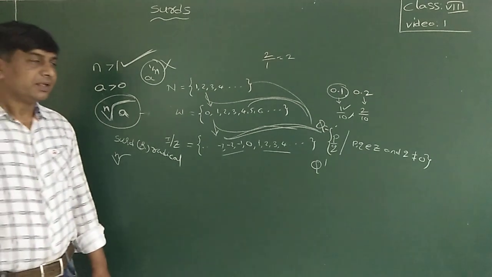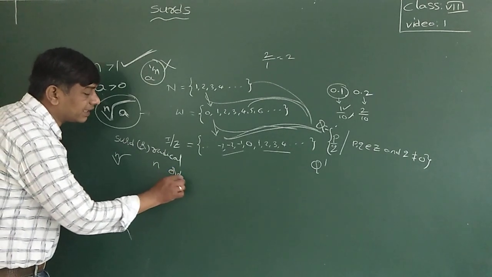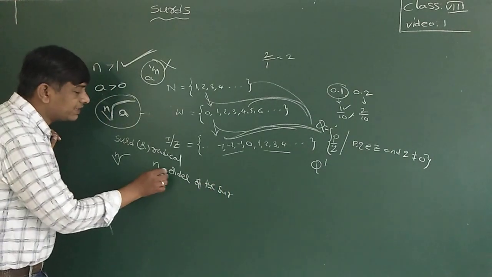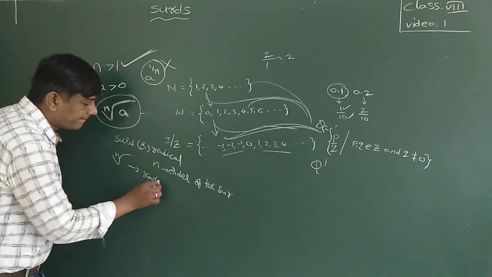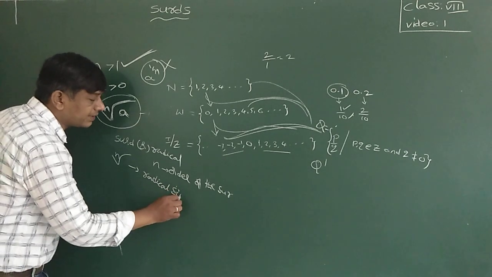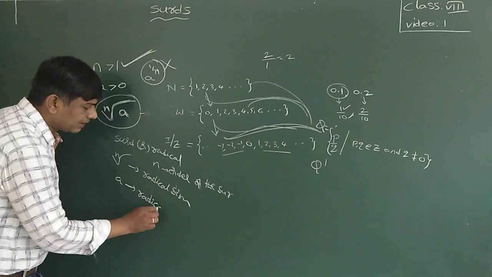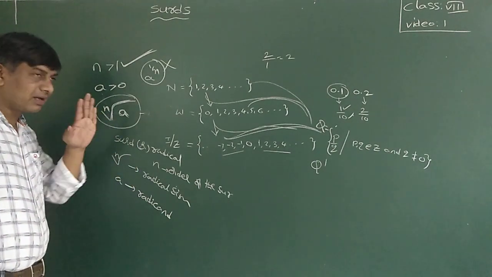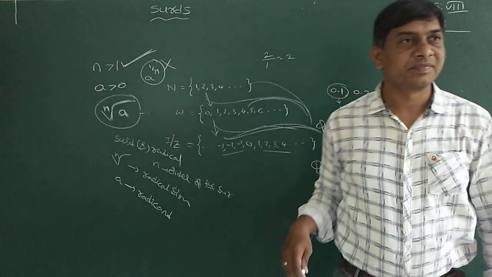Am I clear? In this nth root a, this n is called the order of the surd, and this nth root is the sign of the surd, or radical sign. And this a is called the radicand. Very important here is the order. According to the order only we will discuss all this.